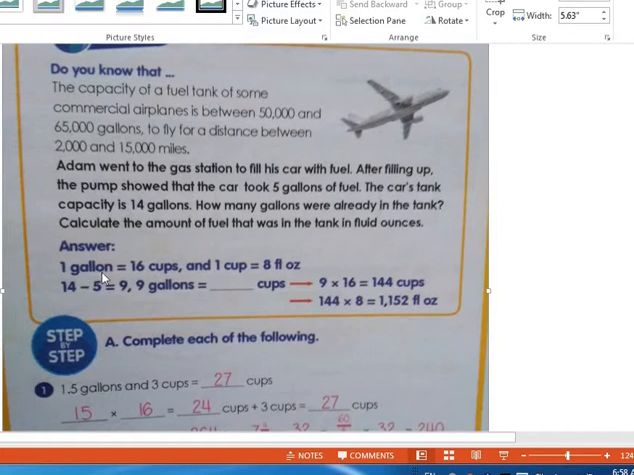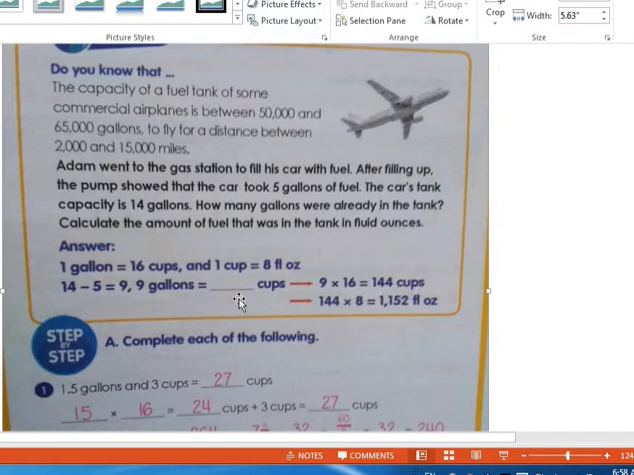So 1 gallon equals how many cups? 16 cups. And 1 cup equals how many ounces? Equals 8 fluid ounces. So I now know how to do it. 14 gallons minus the 5 it took equals 9, and the 9 gallons equal how many cups? The gallon is a greater unit than the cup, and I want to change from greater to smaller, so I multiply by 16, and it will give you cups.